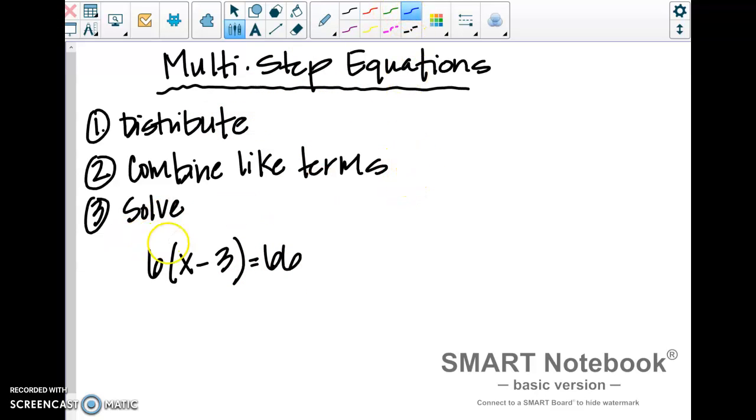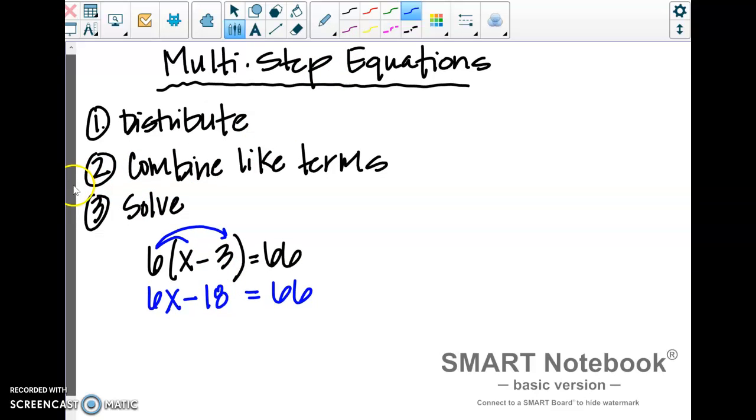That means take the number on the outside of parentheses and multiply it by everything inside. So 6 gets multiplied by x, and 6 gets multiplied by 3. So 6 times x is 6x, minus 6 times 3 is 18, equals 66. The second step is to combine like terms. There are no like terms over here. We've got variables and we've got constants, so we're just going to skip right to the third step, which is to solve.